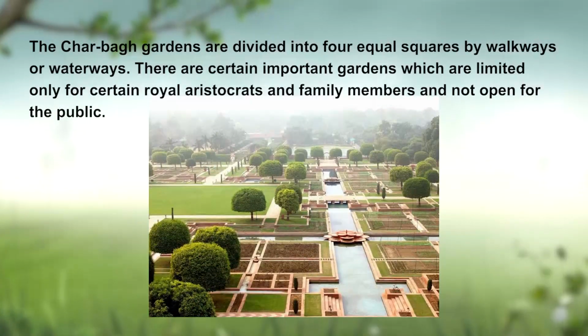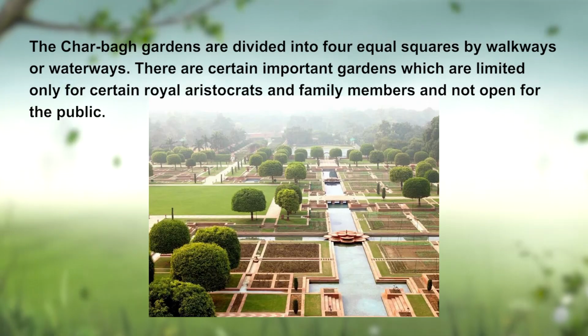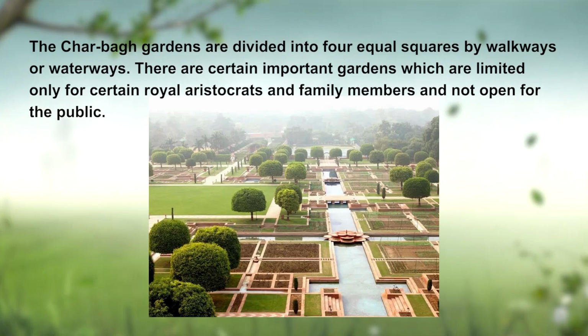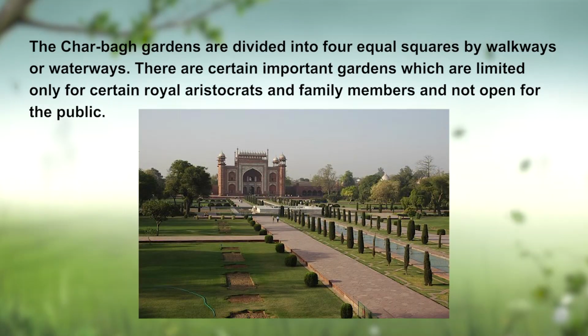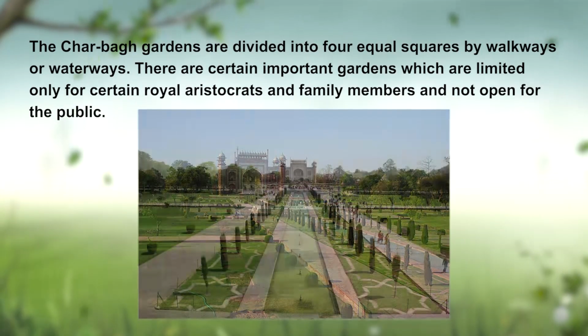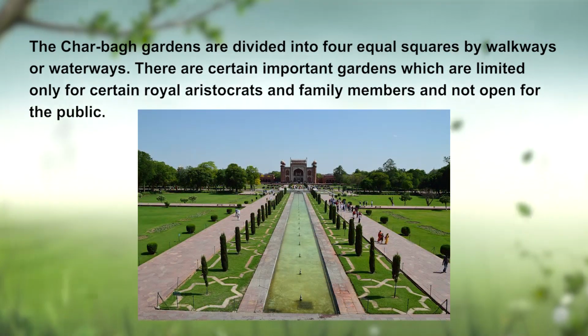Here the gardens are basically divided into four equal squares by walkways or waterways. There are certain important gardens mentioned in the list. You can see them on the screen also. However, these gardens were limited to royal aristocrats and family members and not open to the public.